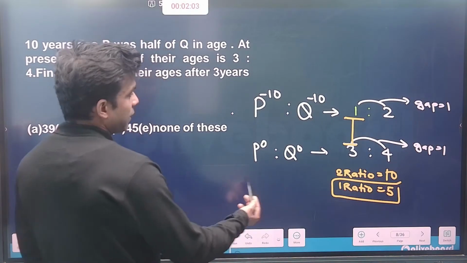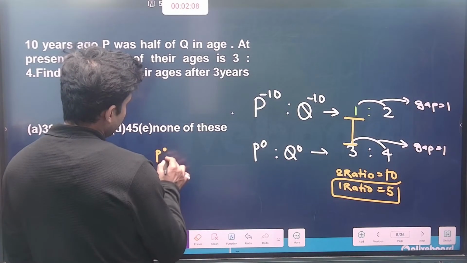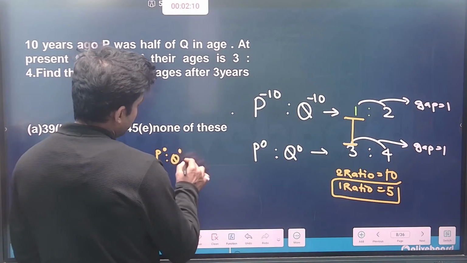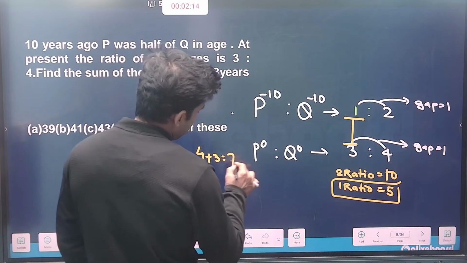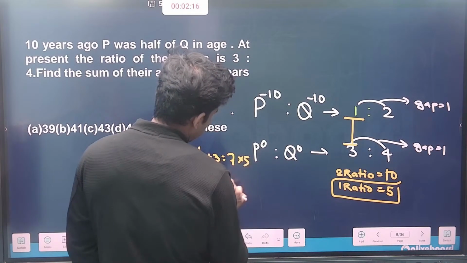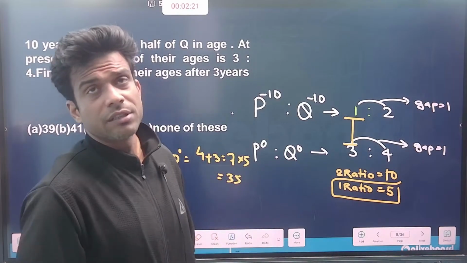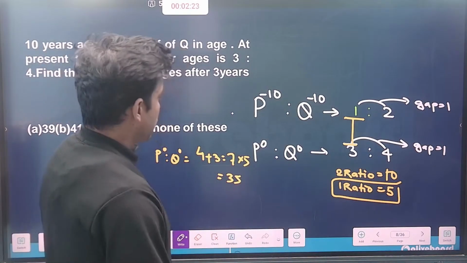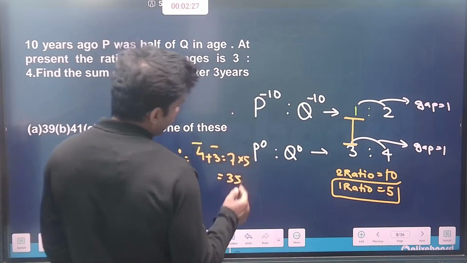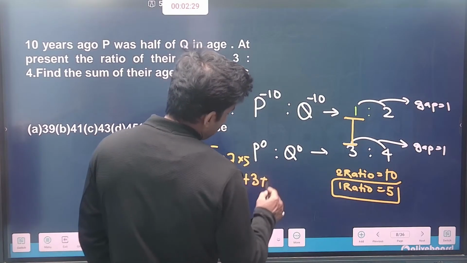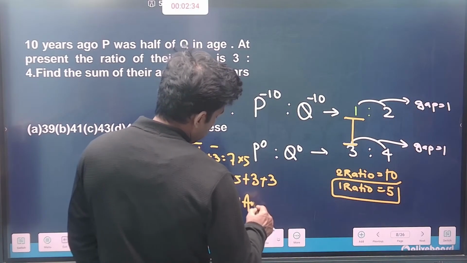So basically the present age of P and Q is 4 plus 3, which is 7. 7 multiplied by 5, which is 35. And they want ages after 3 years, correct? So 3 years for the age of P also, 3 years for the age of Q also. So plus 3 and plus 3 becomes 41. Answer.